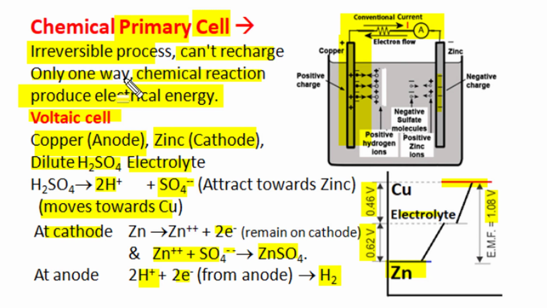This first primary cell, Voltaic cell, has two problems. One, due to impurity in the cathode zinc electrode, that we call local action, and the second is accumulation of H ions and H2 gas near the copper electrode, that we call polarization.